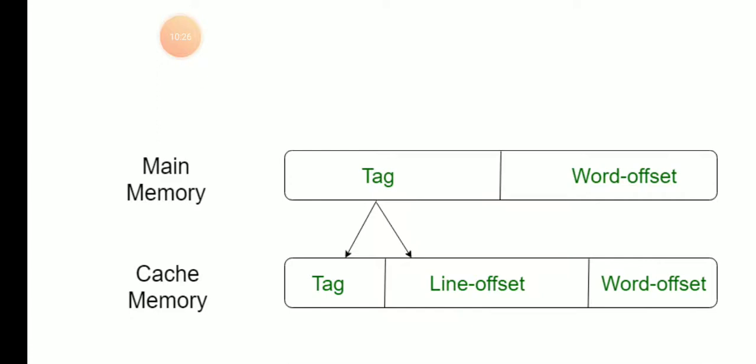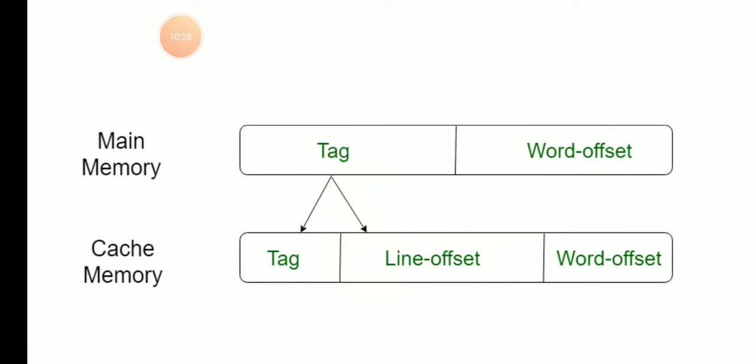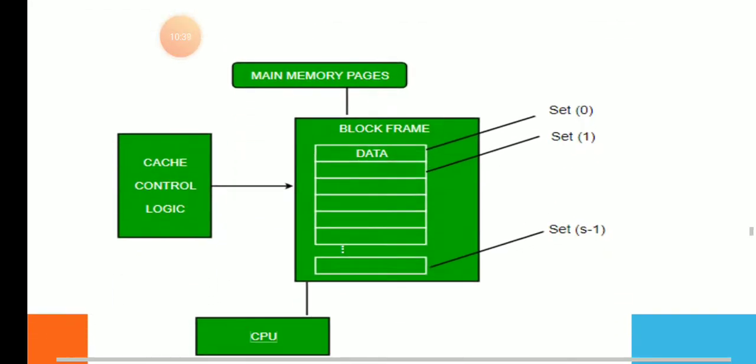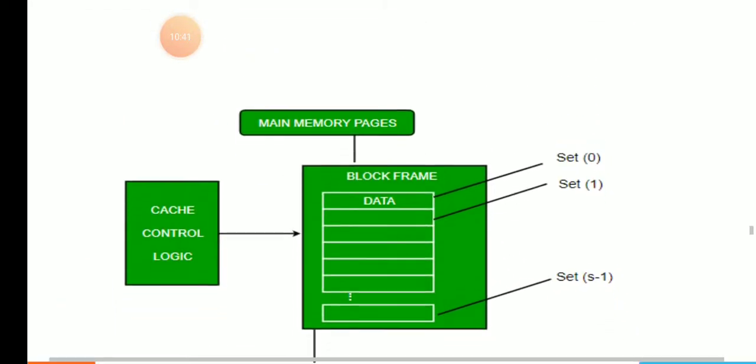So these are our two fields, one is the tag and another one is the word. In main memory you have the tag and word offset. In cache memory you have the tag, line offset and word offset. So this is the diagrammatic representation of how direct mapping works.